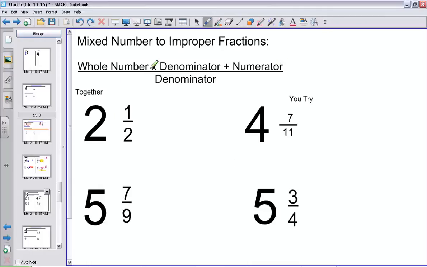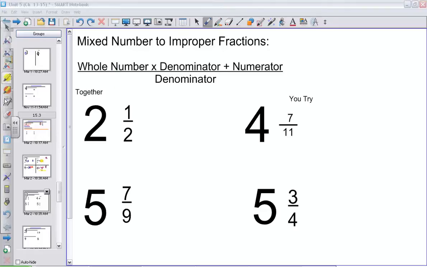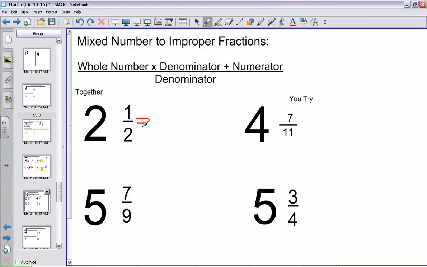Sometimes we need to use improper fractions to solve equations, so this time we're going to change the mixed number into an improper fraction. So to change a mixed number into an improper fraction, I am going to follow this formula right here. I take my whole number and I multiply it by my denominator. So I'm going to multiply these two numbers and I'm going to add my numerator in.